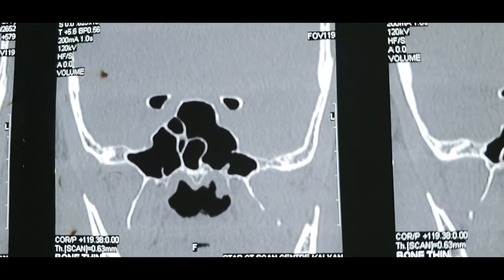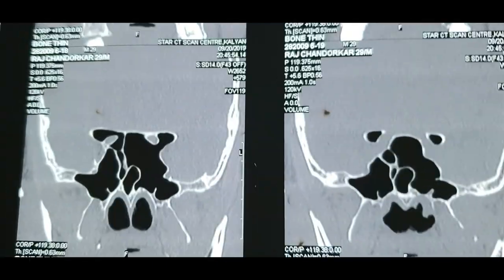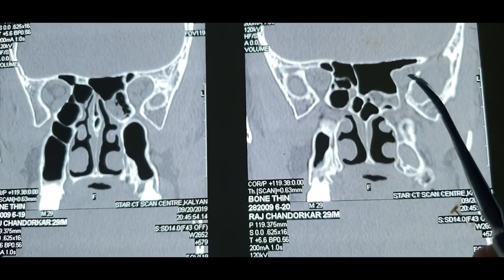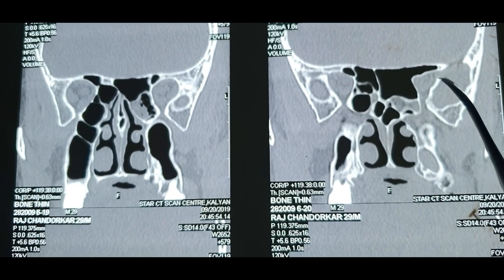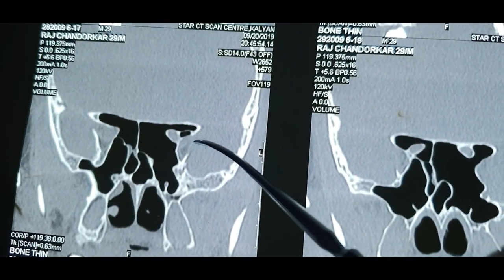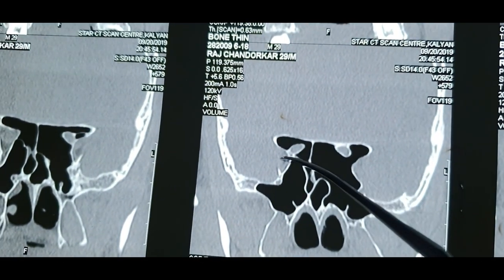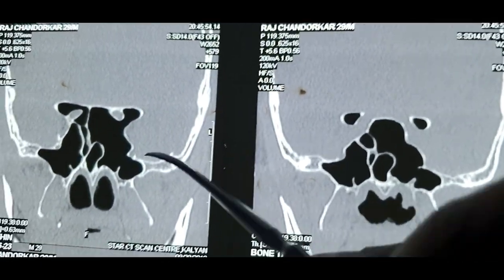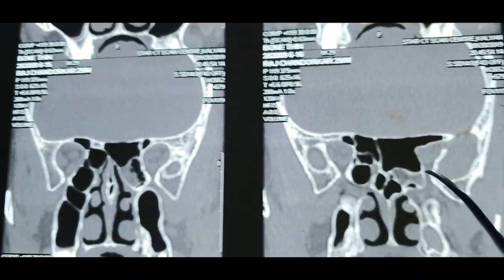Cavernous sinus anteriorly extends as the superior orbital fissure. So what you have here, this is the orbital apex. This opening here is the superior orbital fissure. You keep on going behind, this is the cavernous sinus proper. So this is how you should follow the anatomy.